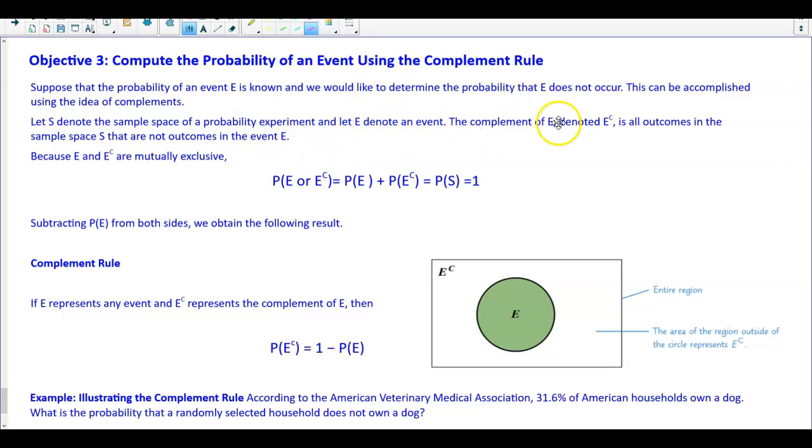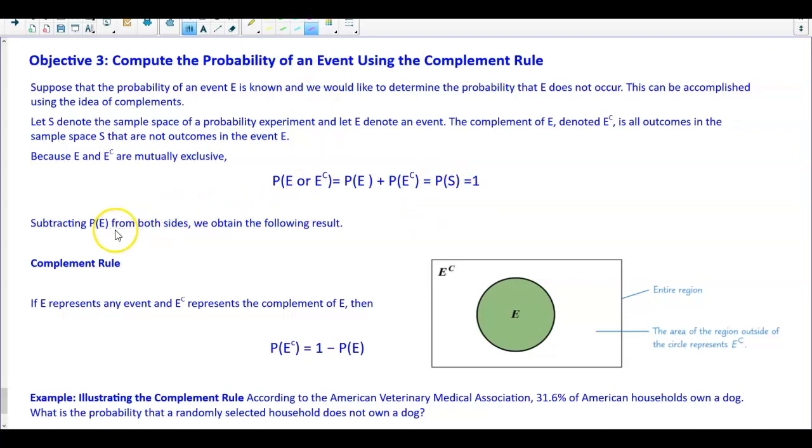the complement of E is denoted by E with an exponent of C. It is all the outcomes in the sample space S that are not outcomes in the event E. Because E and the complement of E are mutually exclusive, we would say that the probability of event E or the complement of E would equal the probability of event E plus the probability of the complement, which would equal the probability of the sample space, which is equal to 1.